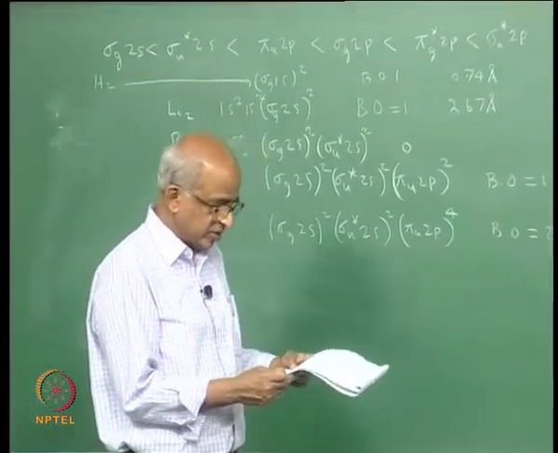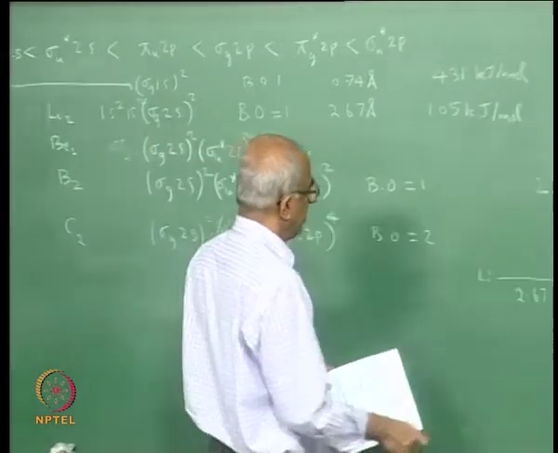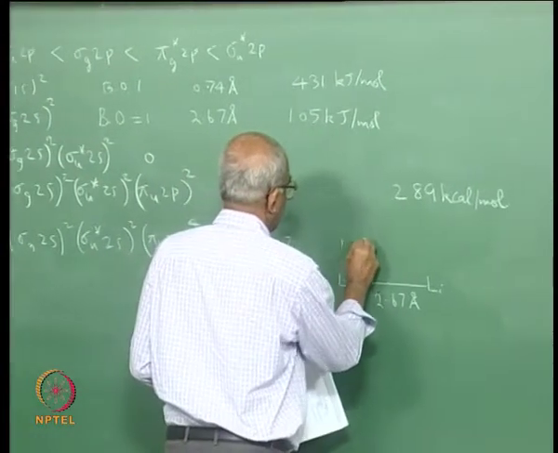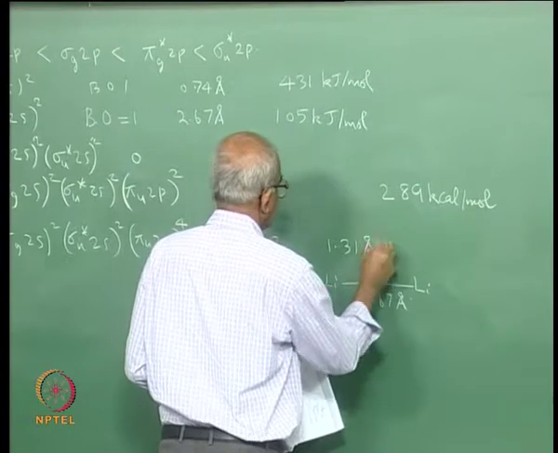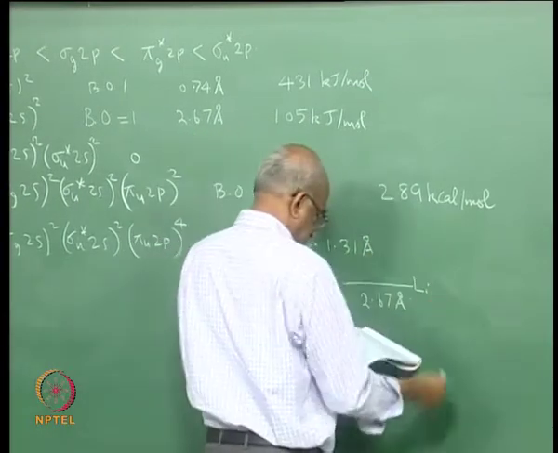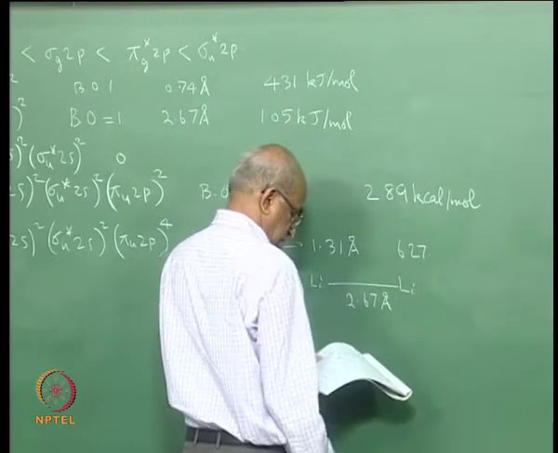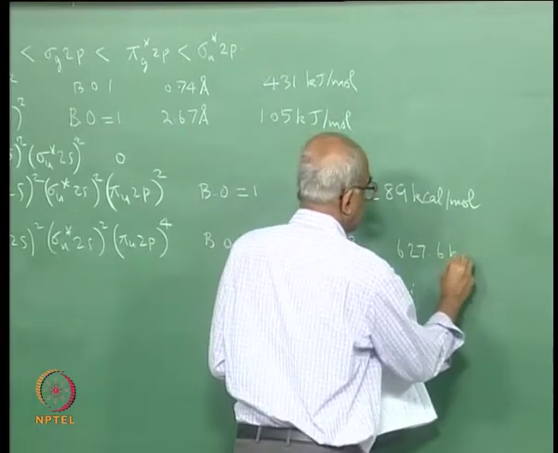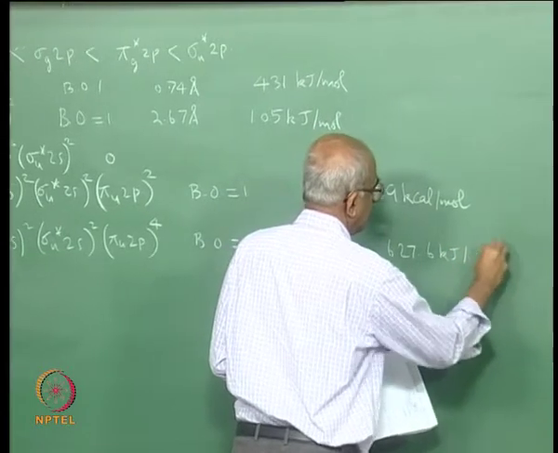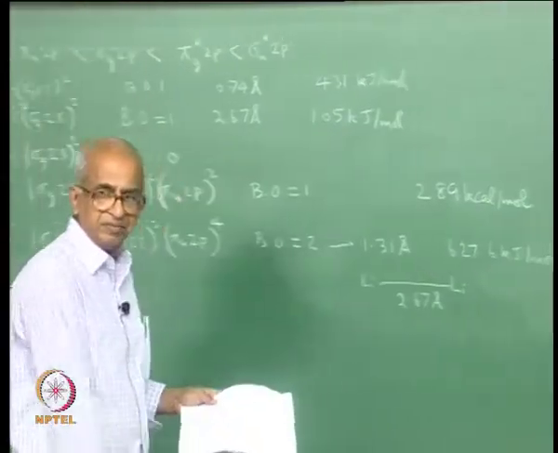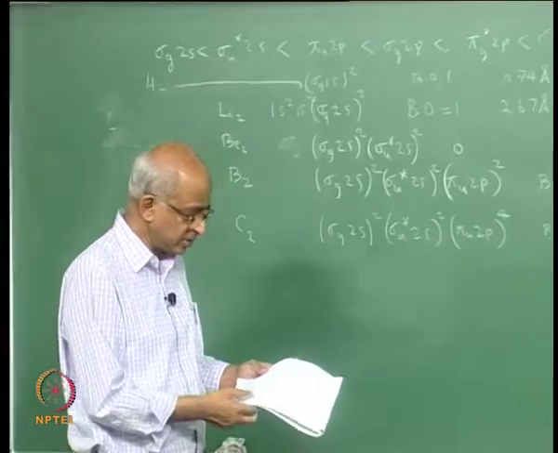And naturally, the bond length will be short. It is found to be 1.31 angstroms, and the bond energy is 627.6 kilojoules per mole, rather high. That is because there is a double bond.